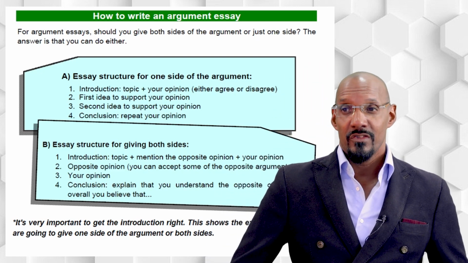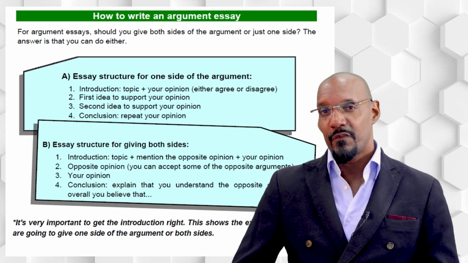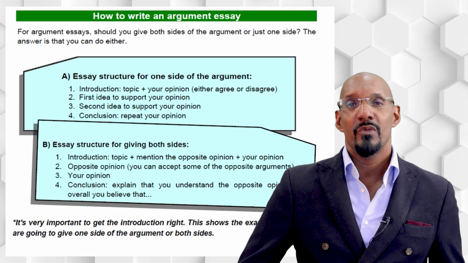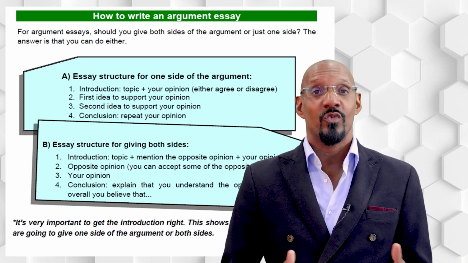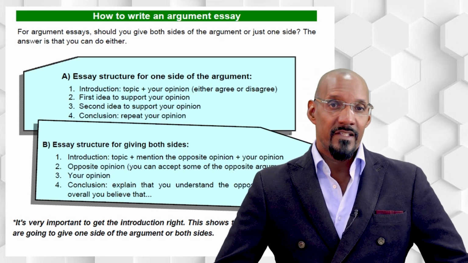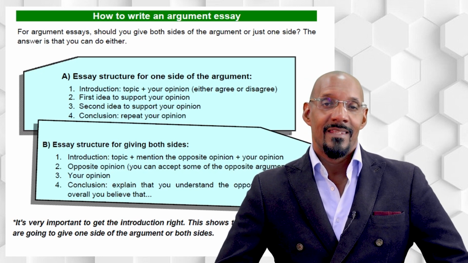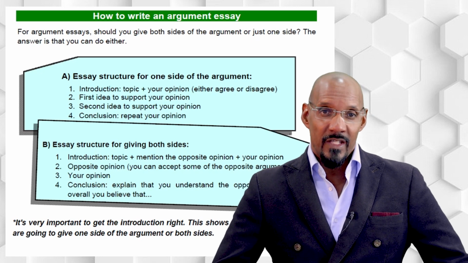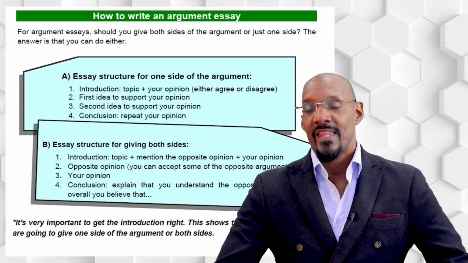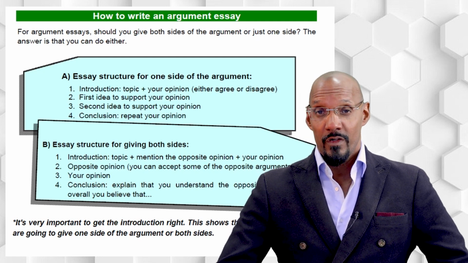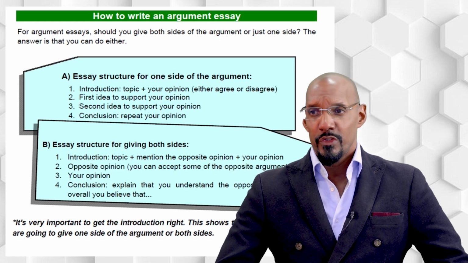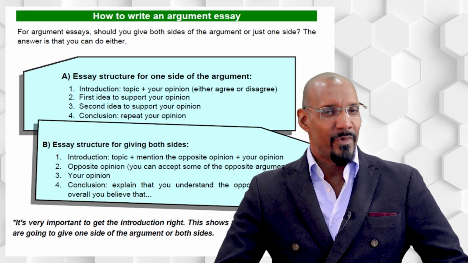The second essay structure is both sides. The difference here is that in the first paragraph, as you can see, you mention your topic, but you also mention the opposing opinion as well as your opinion. Why? Because this gives the examiner, in this case the reader or the test examiner, an idea that you understand that there are various sides to an argument and that you're going to lay them out for the examiner in your writing. Paragraph 2, you would use an opposing opinion and you would elaborate on some of that.